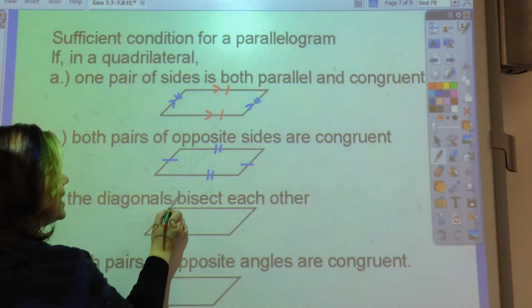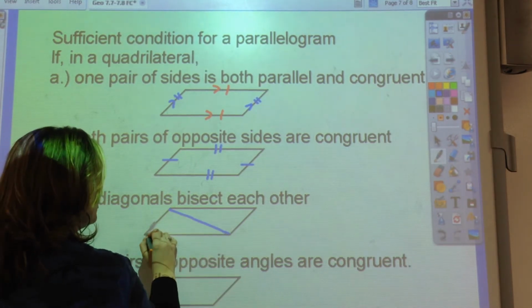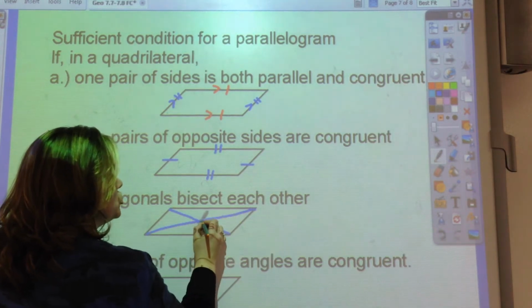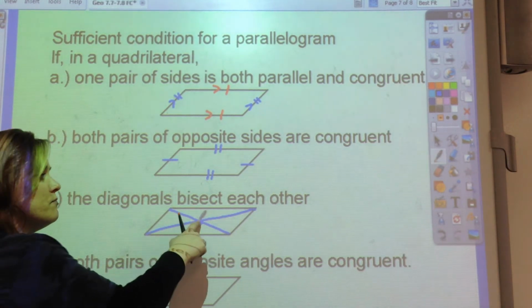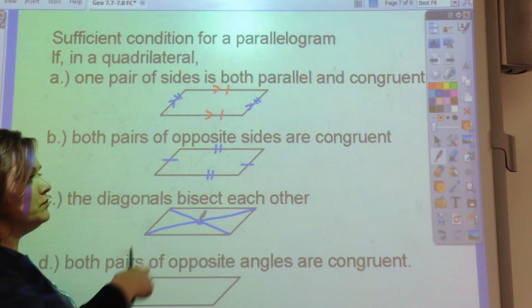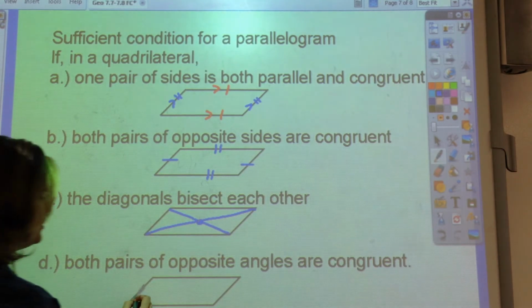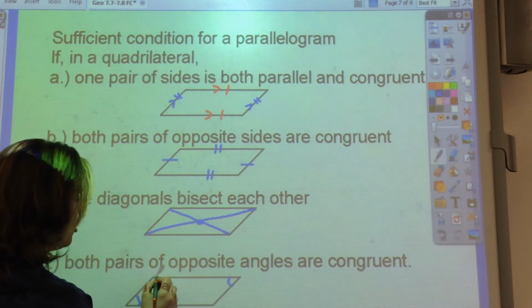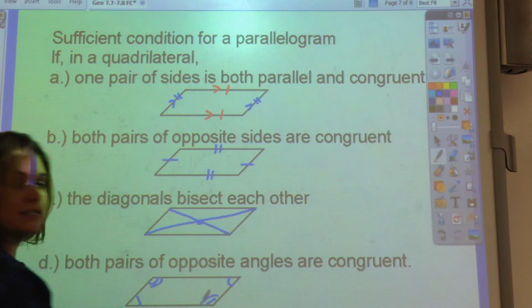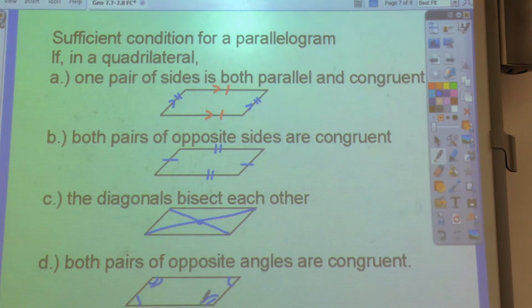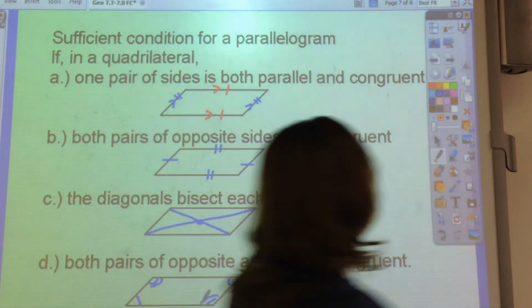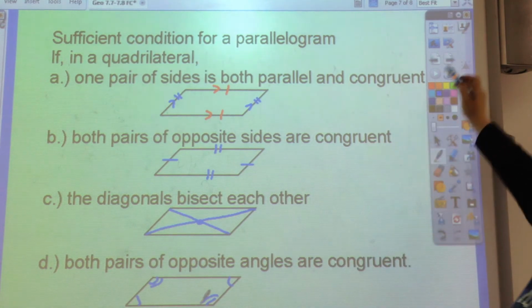If I know the diagonals bisect each other. To bisect something means to chop it in half, agreed? So if they bisect each other, if they intersect at midpoints, I can again say it's a parallelogram. If I know that both pairs of opposite angles are congruent, I can say it's a parallelogram. And that's the last one here. Go ahead and write all those down.